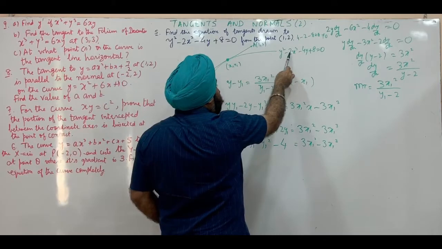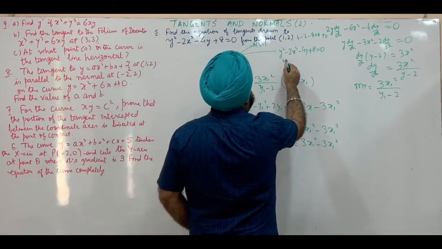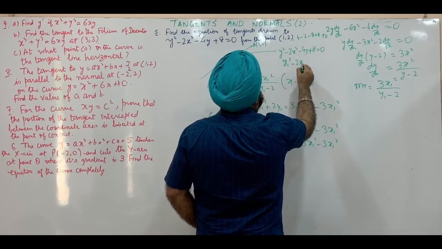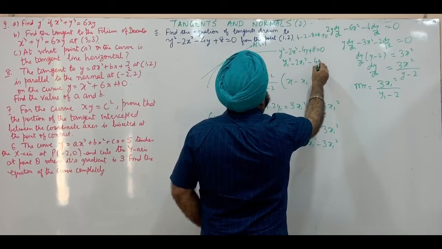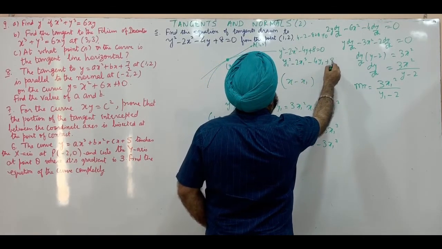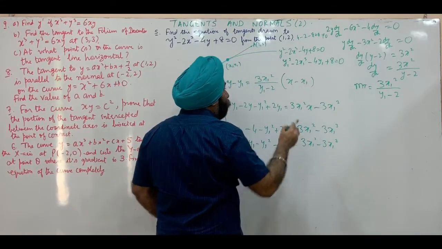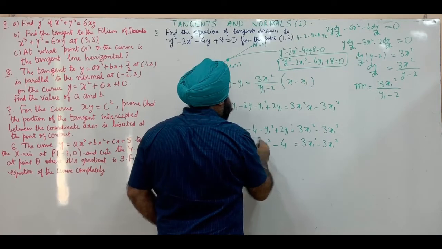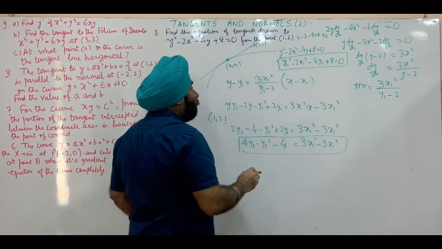This point lies on this curve, so that means we can substitute this point here: y1 square minus 2x1 cube minus 4y1 plus 8 equal to 0. So this is one equation, and this is the second equation between x1 and y1.